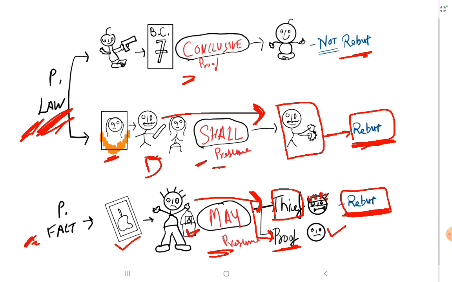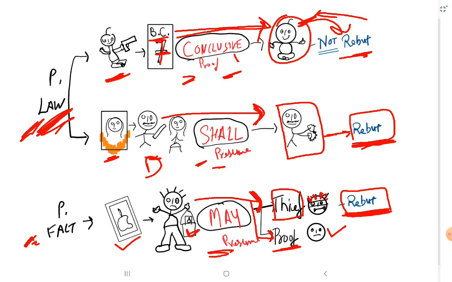Now comes conclusive proof. Suppose a child has committed a crime, and the lawyer of the child shows in the court the birth certificate of the child and shows that he is only 7 years old. Then on the basis of this, the birth certificate will be the conclusive proof that this child is innocent. So once the birth certificate is shown, it will be the conclusive proof of the innocence of the child, and there cannot be any rebuttal. You cannot give any evidence against the innocence of the child.